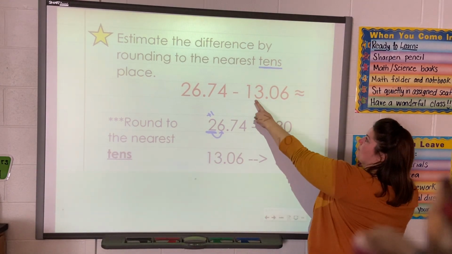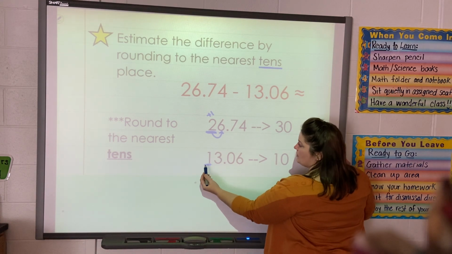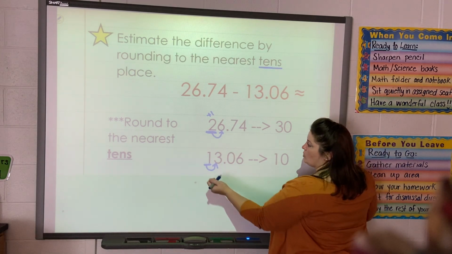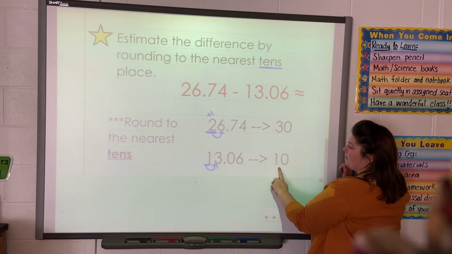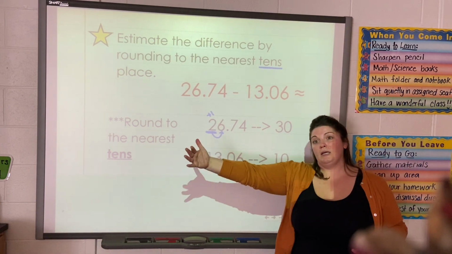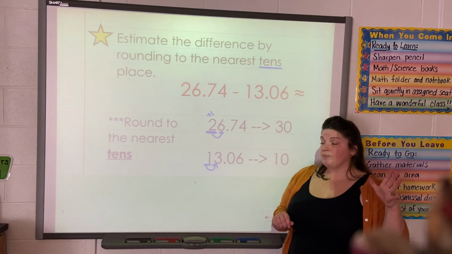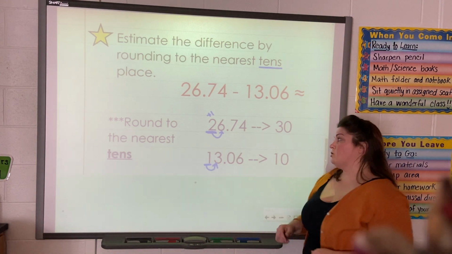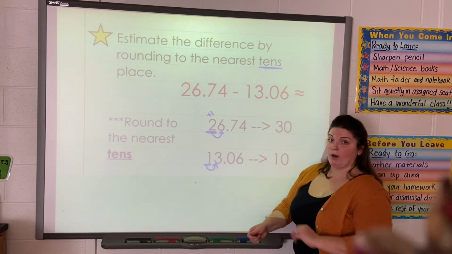Let's take the other number, 13 6 hundredths. Again, I can underline my tens, look to the right. 4 and below, let it go. So I'm going to keep the 1 and make everything a 0 behind it. So I have 10. 13 6 hundredths is closer to 10 than it is to 20. 26 is closer to 30 than it is to 20. You can always draw a number line to help you figure out what it's closest to. Just make sure you remember to focus on the given place value that they want you to round to.